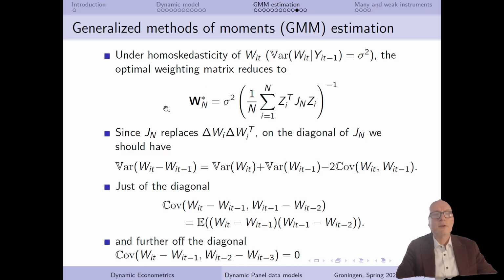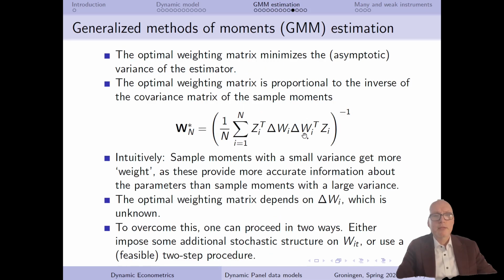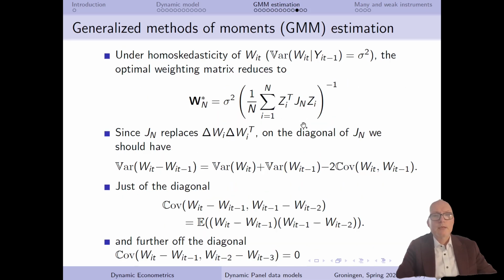Well, then at that moment in time, it's possible to show that the optimal weighing matrix W star n is going to reduce to sigma squared multiplied by nothing else than this simple matrix: 1 over n times the sum from i = 1 to n of z_i transpose times J_n times z_i. Take into account that J_n now replaces this part that we have over here. And therefore the question arises, what is that in the case that we do have the assumption of homoscedasticity of w_it?